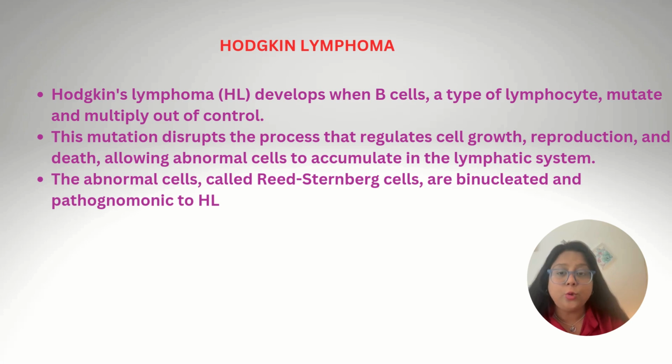So, as I have told you, Hodgkin lymphoma develops when B cell, a type of lymphocyte, mutates and multiplies out of control. This mutation disrupts the process that regulates cell growth, reproduction, and death, and allows the abnormal cells to accumulate in the lymphatic system. These abnormal cells, known as Reed-Sternberg cells, are binucleated and pathognomonic to Hodgkin's lymphoma.